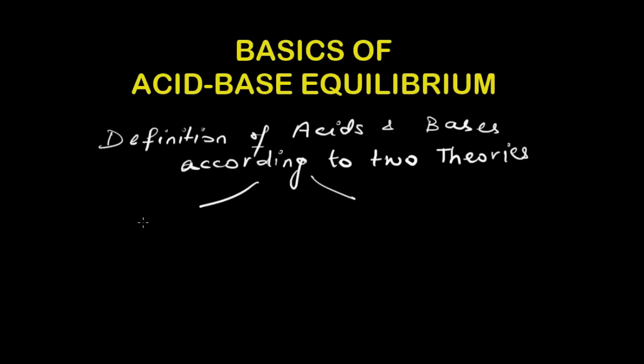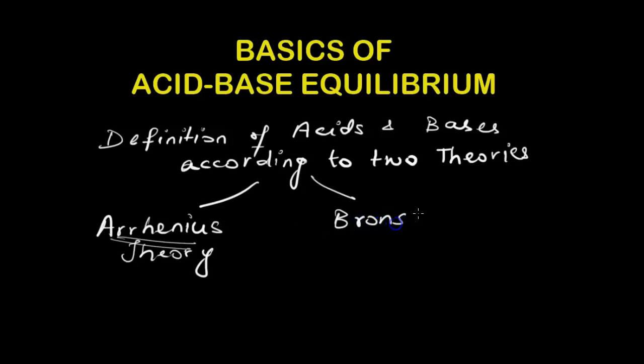Hey guys, in this lesson we will understand the basics of acid-base equilibrium. Let's first understand what is meant by acids and bases. We will be following two theories to understand it. The two theories that define acids and bases are the Arrhenius theory, whose name comes from the scientist who gave this theory, and the second is the Bronsted-Lowry theory.